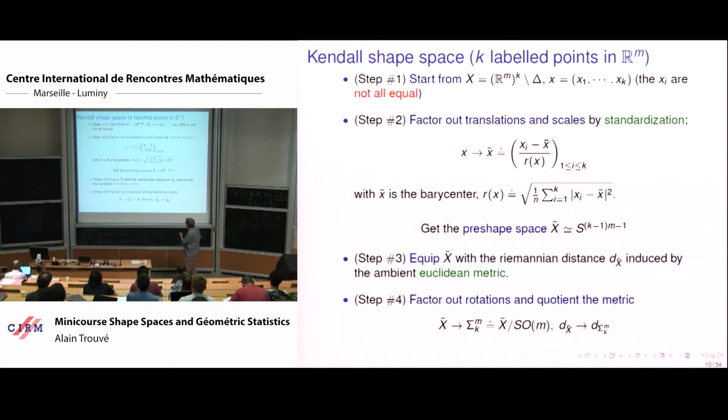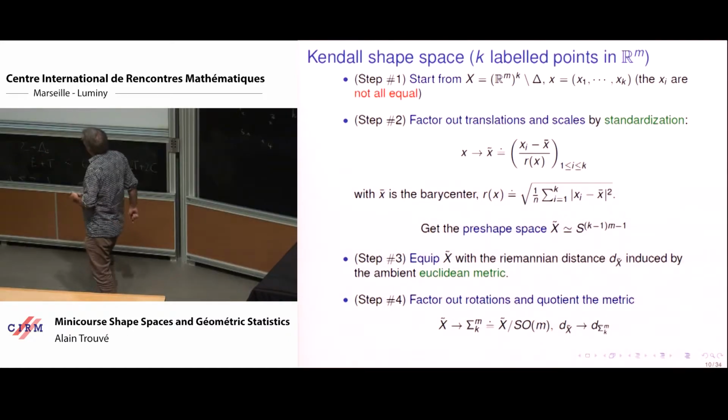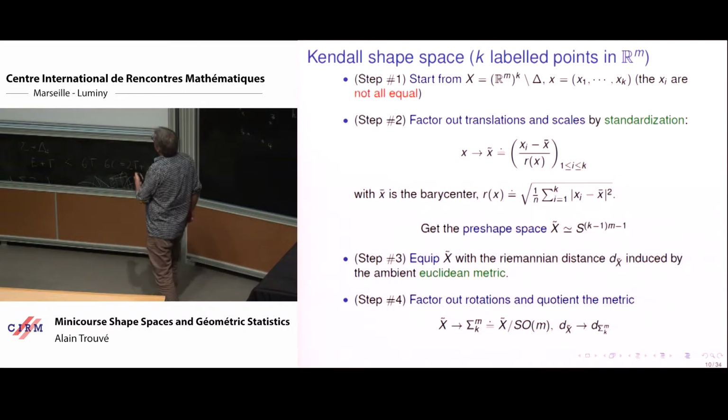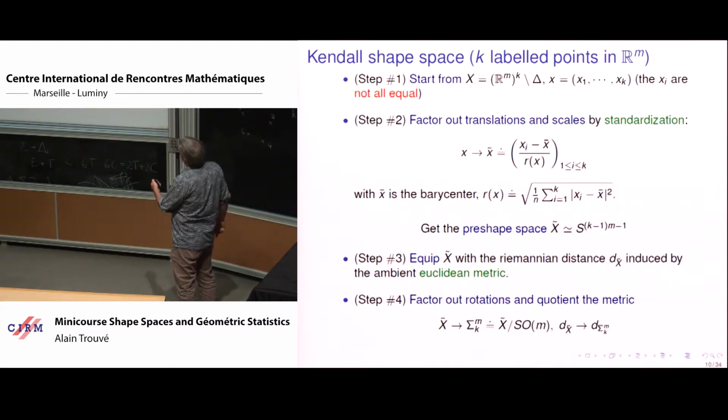And now you have a scale. You estimate the scale by computing some kind of variance estimate, so this is a standard deviation. It's some kind of estimation of the size of your shape, and you divide by that. So now you're invariant to scaling. So this is your pre-shape. And it's easy to check that you are in a sphere here. Oh, yes, I should remove this. But okay, you are in a sphere.